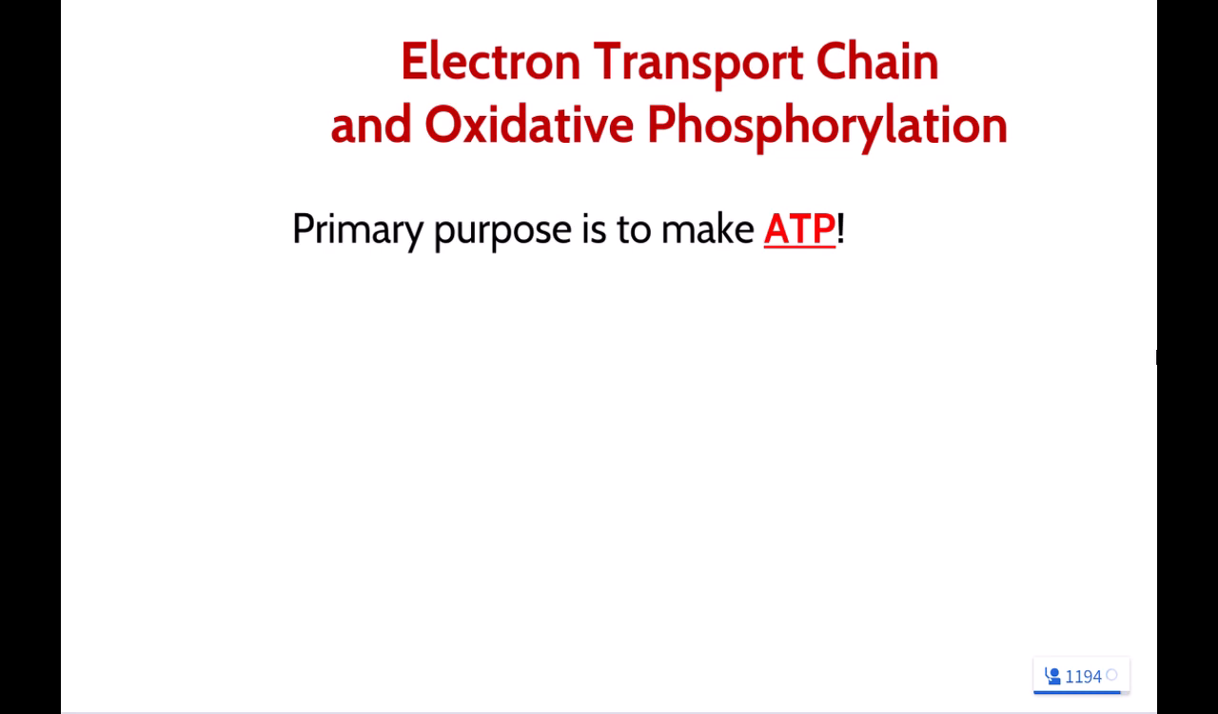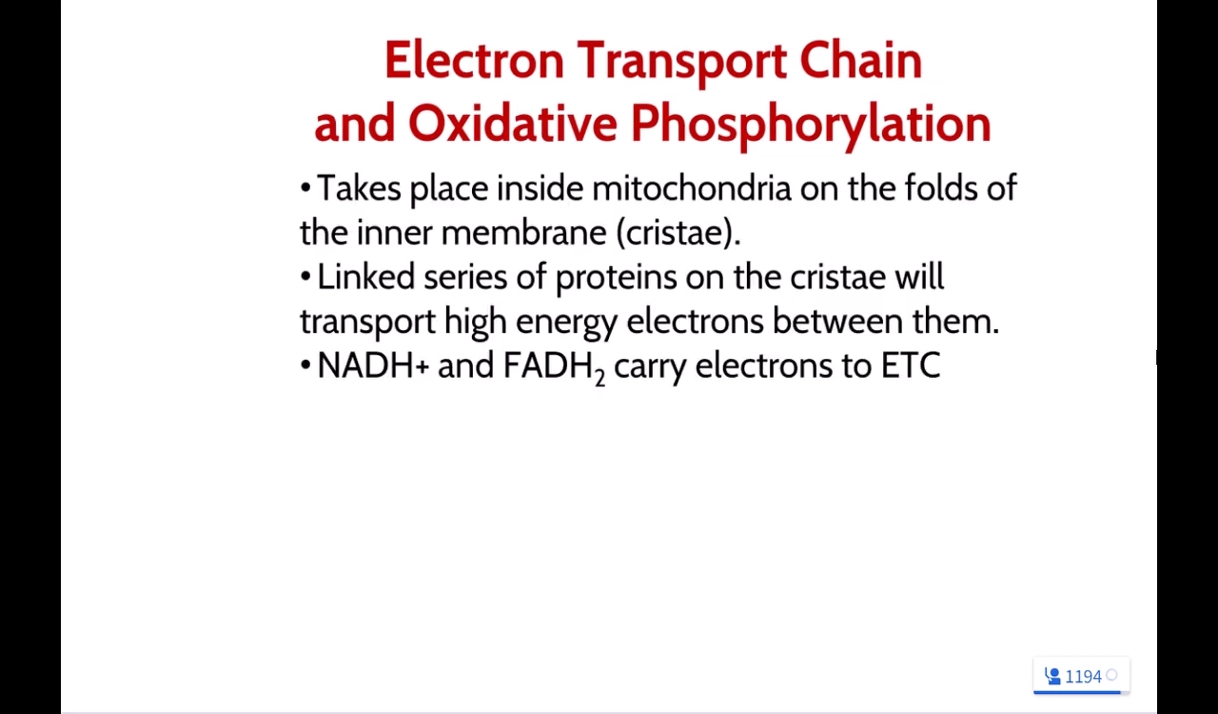So let's talk about the electron transport chain and oxidative phosphorylation. Our electron transport chain has one primary job: make the ATP. It does a lot of other things, but more than anything else, it makes lots of ATP in our bodies. It also happens in the mitochondria. And instead of taking place in the mitochondrial matrix, the electron transport chain is going to take place on the inner membrane, on the inside of the mitochondria, the cristae of the mitochondria.